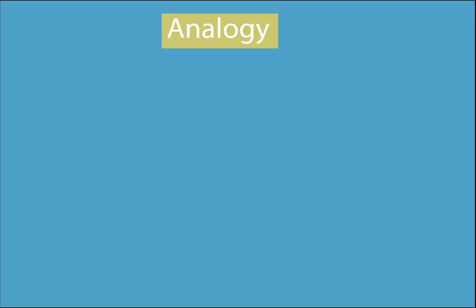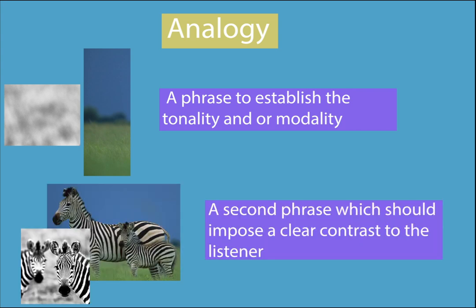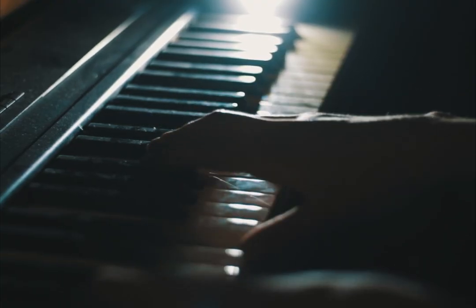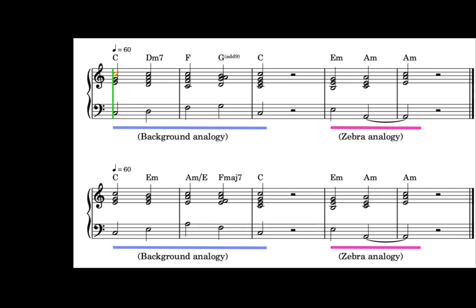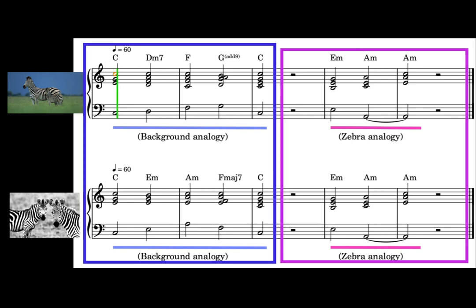due to its monochrome personality. Now if we want to make an analogy with musical harmony, we can say the scenery is analogous to the establishment of modality and/or tonality of a phrase, and the zebras are analogous to a second phrase that will come after the first phrase, and it should have a clear contrast with the first phrase as well. Now to complete our analogy, we need some music as well. So the upper staff is representing the colored picture and the bottom staff the black and white picture. And on both of the staffs we have phrasings that are analogous to the background and the subject of the pictures, which are the zebras. Now let's listen to the first one.